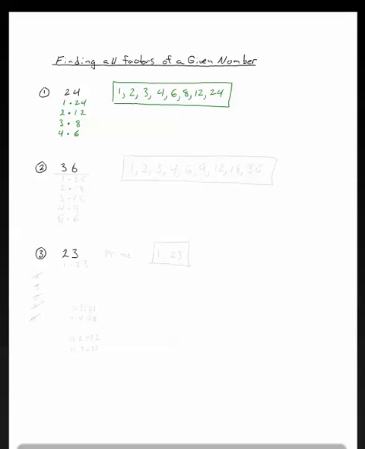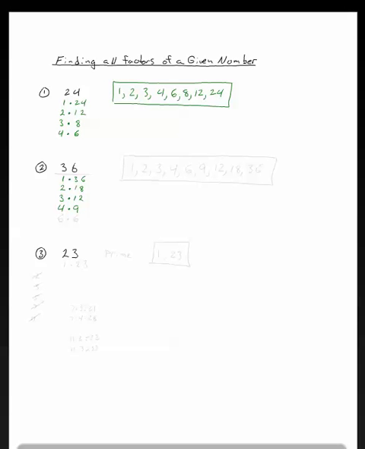For 36, we just do the same thing. 1 times 36 is 36. Since it's even, we know it's 2 times something, and that would be 2 times 18 is 36. Well, 3 plus 6 is 9, and 9 is a multiple of 3, so we know, using the divisibility rule for 3, that 36 is divisible by 3, which means it's 3 times something, and 36 is 3 times 12. It's also 4 times 9.